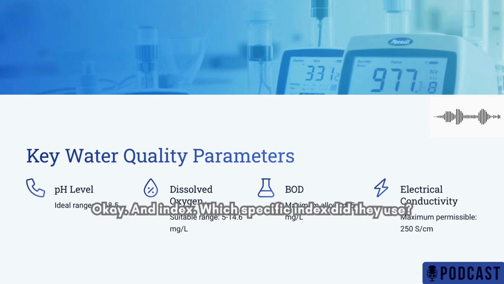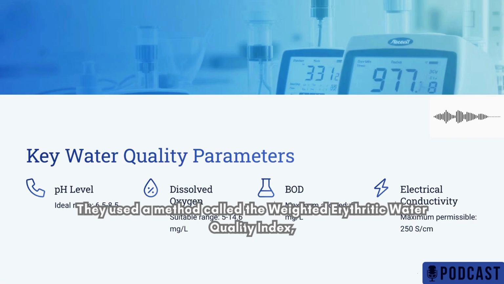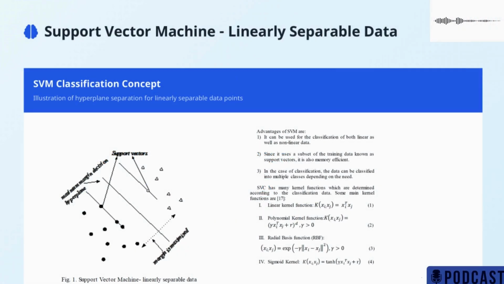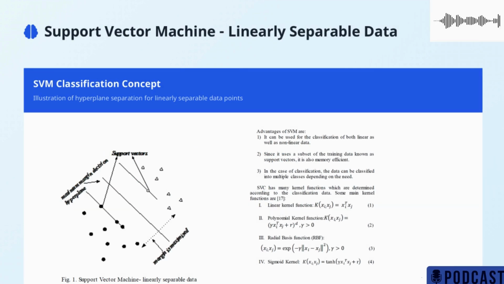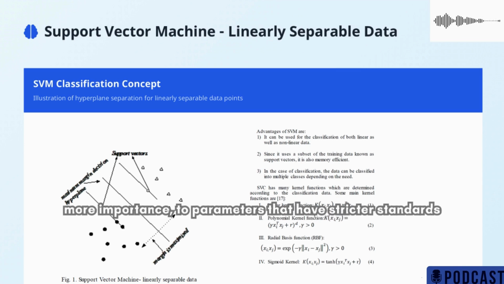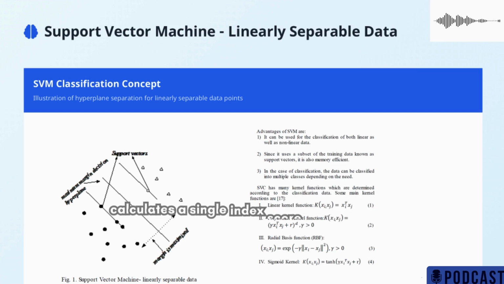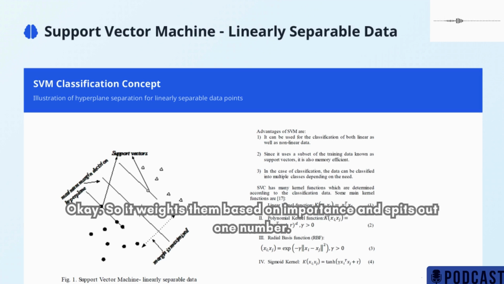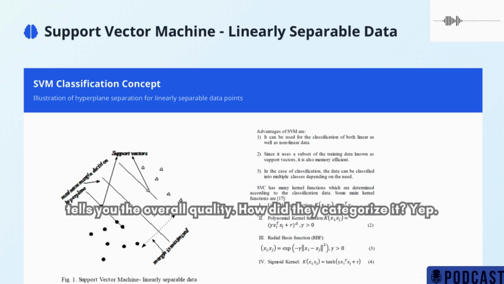Okay, an index. Which specific index did they use? They used a method called the Weighted Arithmetic Water Quality Index, or WAWQI. Basically it combines those 4 parameters, pH, BOD, DO, EC, but it gives more weight, more importance, to parameters that have stricter standards or a bigger impact on overall quality. Then it calculates a single index score arithmetically. Okay, so it weights them based on importance and spits out one number. And that final number, the WAWQI score, tells you the overall quality. How did they categorize it?